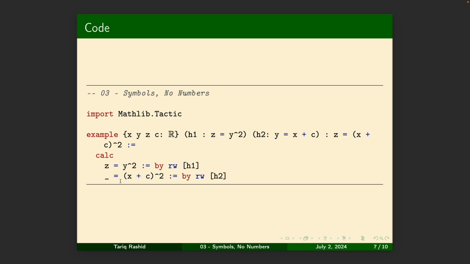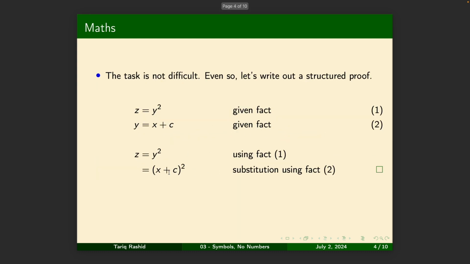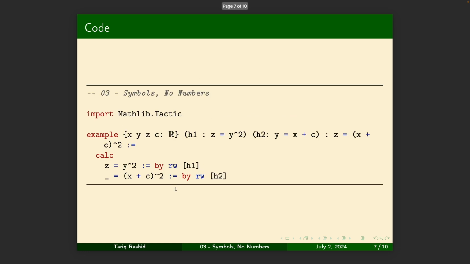Then the interesting bit, which is this previous expression then equals something else. It equals x plus c all squared. And how do we justify that? Well, we justify it by the rewrite tactic again, and this time using hypothesis 2. So just like the maths proof, we are substituting y with x plus c because we can use the second fact. That's exactly what we've done here. We've replaced y, we've rewritten it with x plus c, and we have to explain why that's valid. So we say by rewrite rule using the second hypothesis.